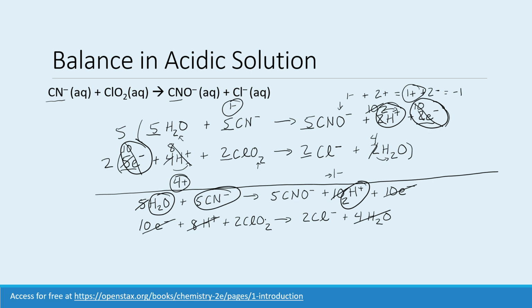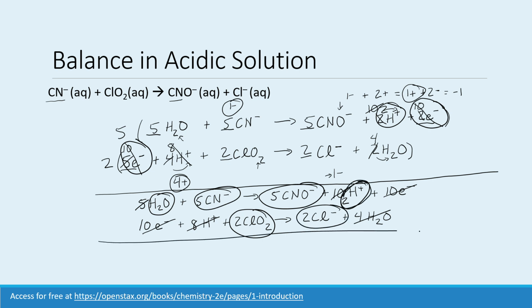It will help to circle anything that's left over so we don't forget and miss something. That's why I had that 2 hydrogen ions. And so we get 1 water molecule, and let's go in and add those phases back. So that is a liquid water plus 5 cyanide ions. Again, anything with a charge will be aqueous, plus the 2 ClO2. That's aqueous.